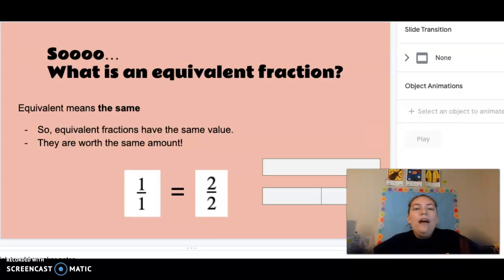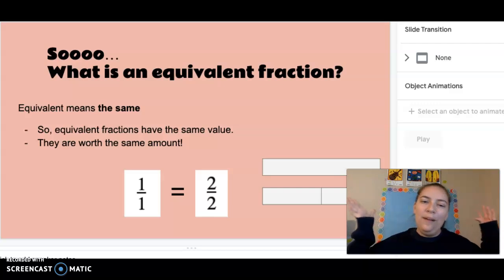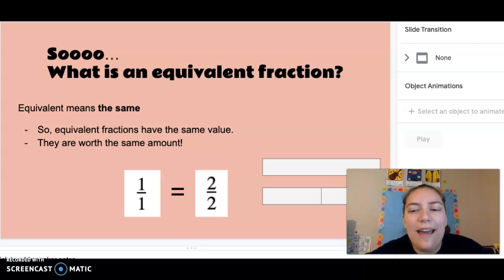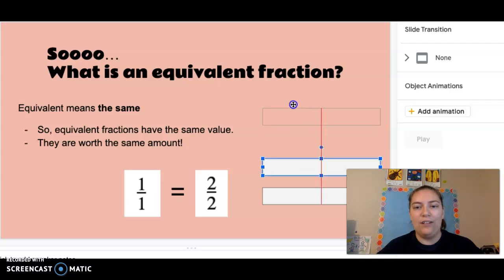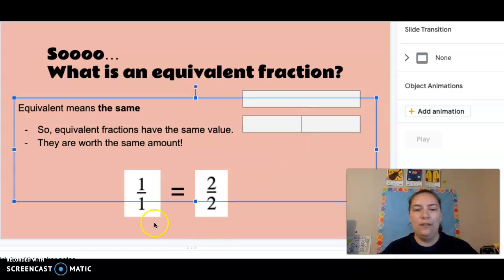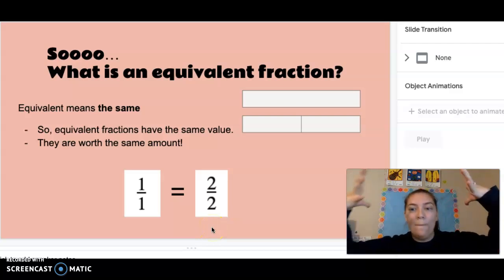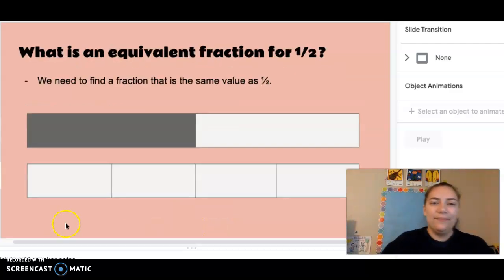Now, what is an equivalent fraction? We haven't even talked about that yet, Miss Minton. For 4 whole minutes you've been rambling about 1 over 1 is the same as 2 over 2. Well, let me tell you, equivalent means the same. So, if you have equivalent fractions, that means they have the exact same value. They are worth the same amount. So this fraction bar, 1 over 1, is the exact same as 2 over 2. 1 over 1 equals 2 over 2. Mind blown. It's amazing.